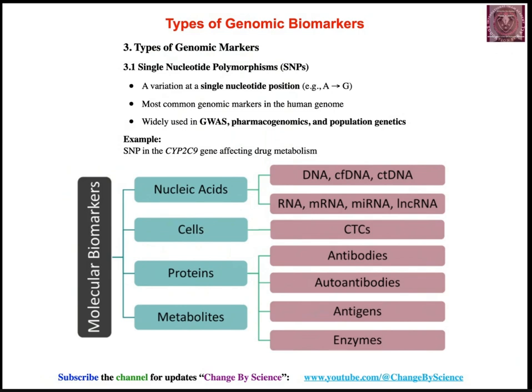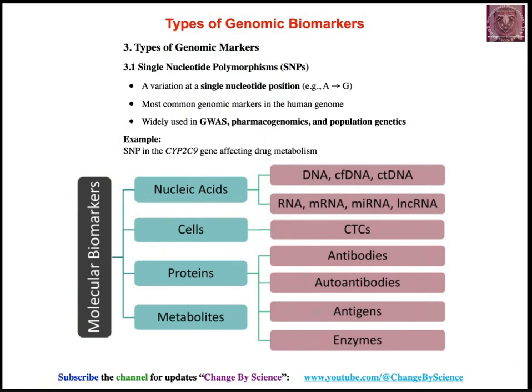Most common genomic markers in the human genome you need to know. Then, what are the widely used GWAS, pharmacogenomics, and population genetics approaches for discovering these SNPs? Then, for example, a SNP in the CYP2C9 gene affecting drug metabolism.